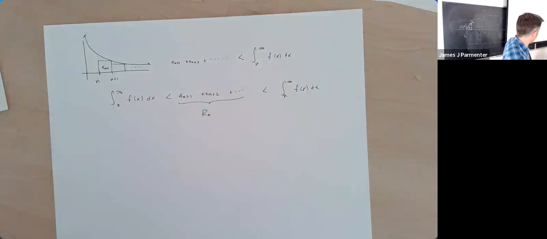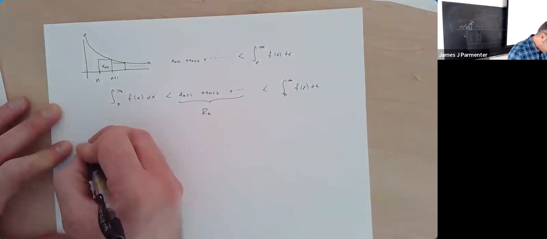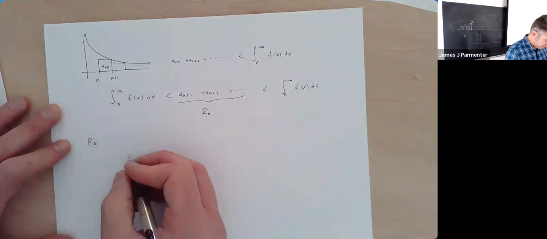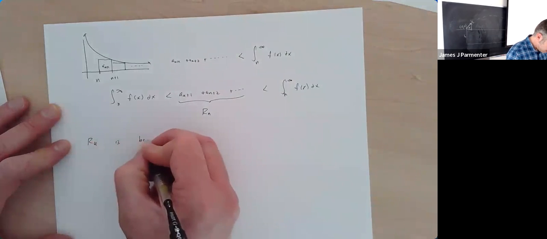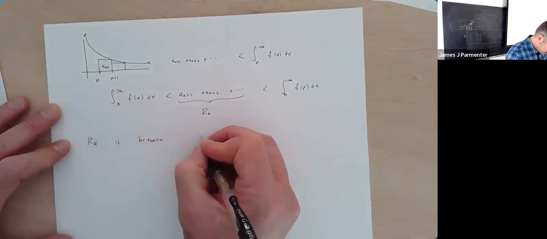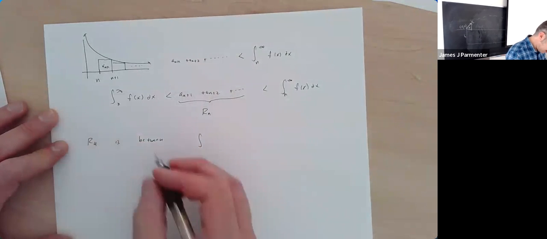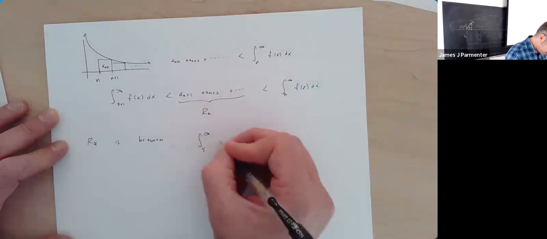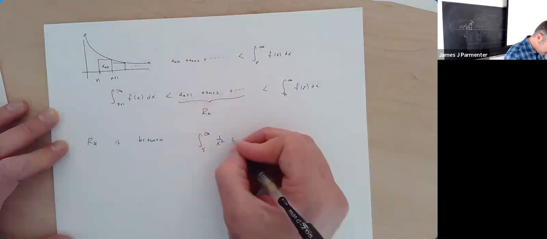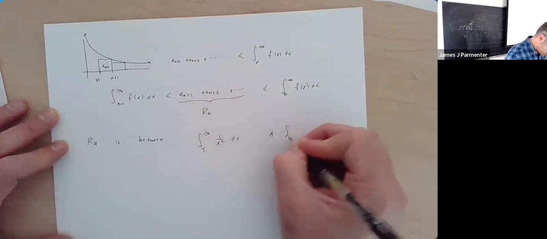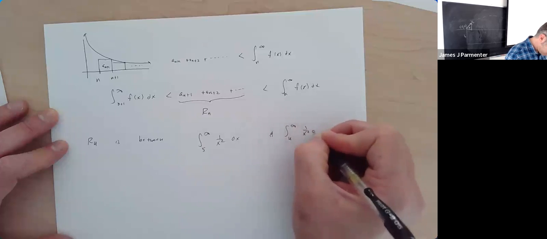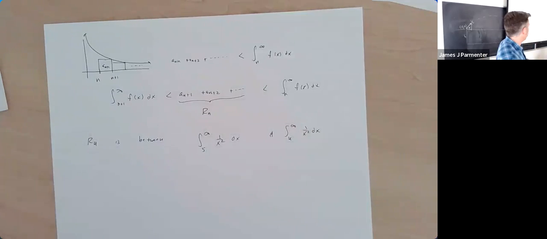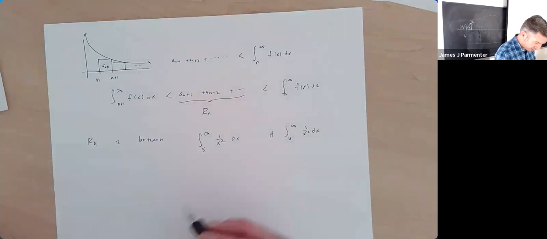So in this particular example, if we're looking at R4, we can say that R4 is going to be between the integral, sorry, there's an n plus 1 there that I lost, the integral from 5 to infinity of 1 over x squared, and the integral from 4 to infinity of 1 over x squared. So that's one way of bounding the error if you're trying to estimate what the series actually adds up to.